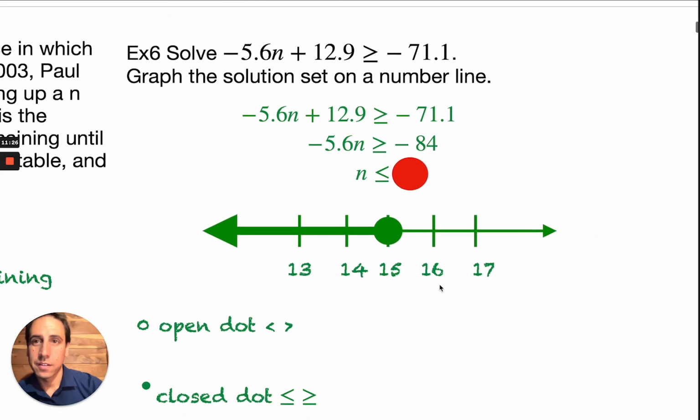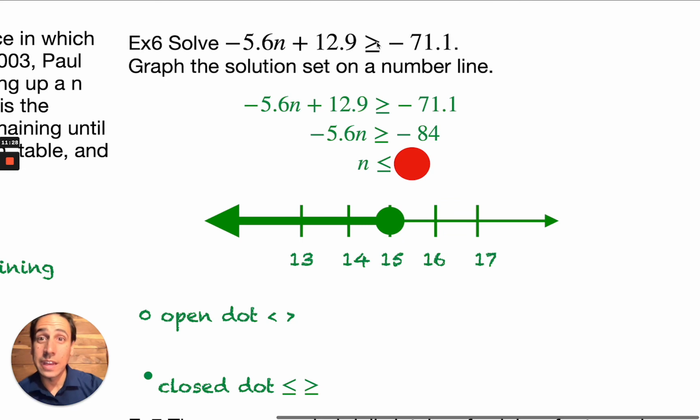Next. Solve. Okay, this is an inequality. So you can copy the inequality here. It says graph the solution set on a number line. Well, here we go. We've got negative 5.6 n plus 12.9 is greater than or equal to negative 71.11.